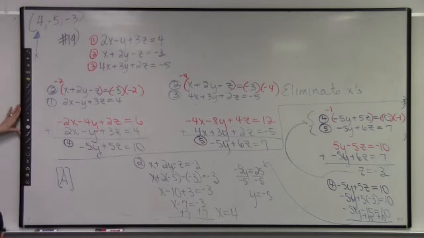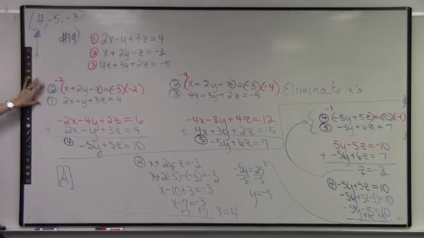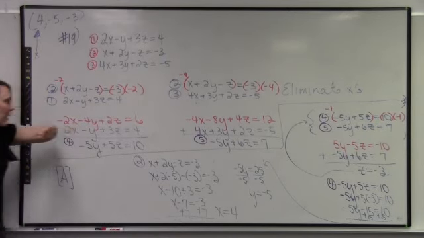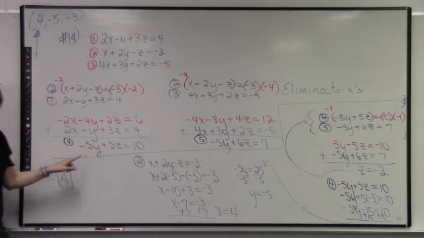All right, so let's kind of summarize, because I agree with you. I really didn't have enough board space, so let's just summarize what happened. I ended up deciding to eliminate x's. Do we have to eliminate x's? No. We could have picked y, could have picked z, doesn't matter. We decided to eliminate x's. Grouped one and two together, two and three together, and eliminated x's, which gave me equations four and five.